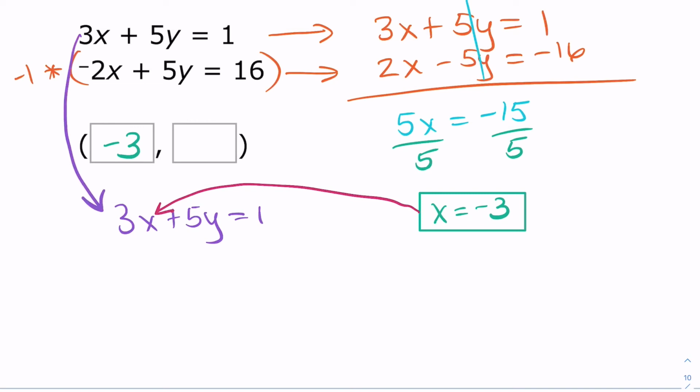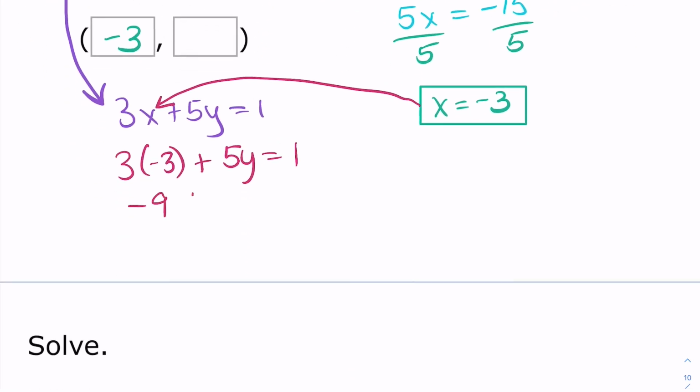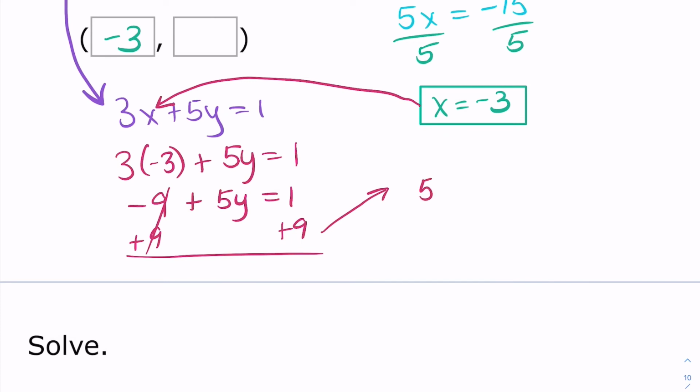Okay, so now it's a little bit more organized. So 3 times negative 3 plus 5y equals 1. So negative 9 plus 5y equals 1. Going to add 9, and I get 5y equals 10. And my last step is divide both sides by 5, y equals 2.